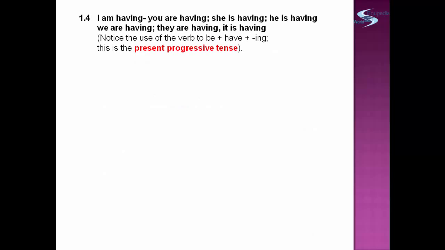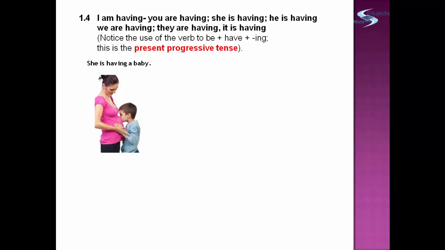1.4. These are now in the present progressive tense. I am having, you are having, she is having, he is having, we are having, they are having, it is having. If we can notice, the verb takes the pattern of verb to be plus have plus the ing form of the verb.